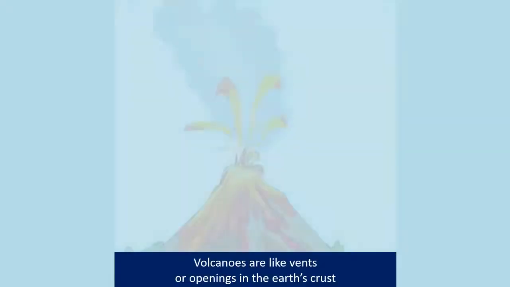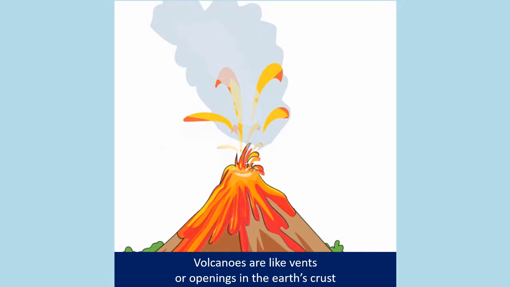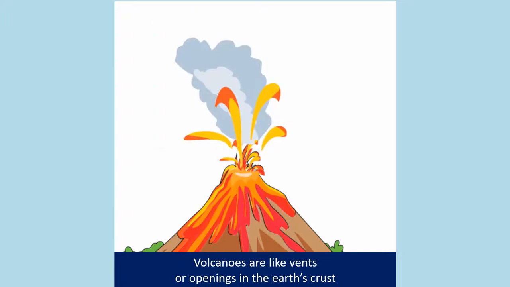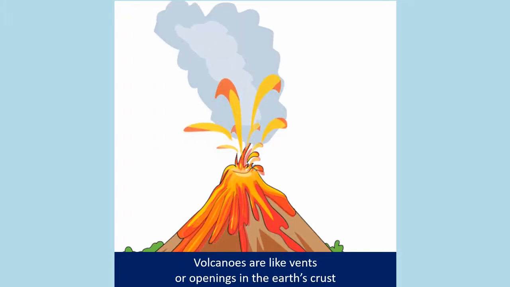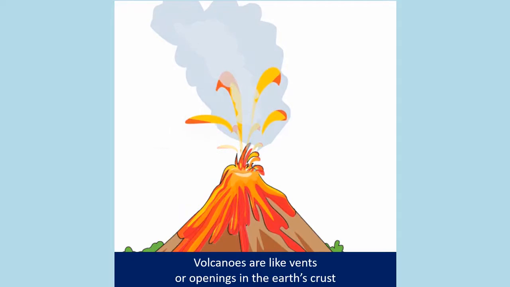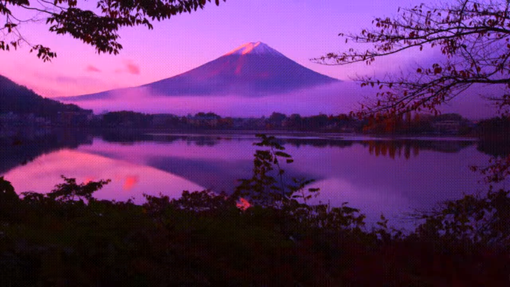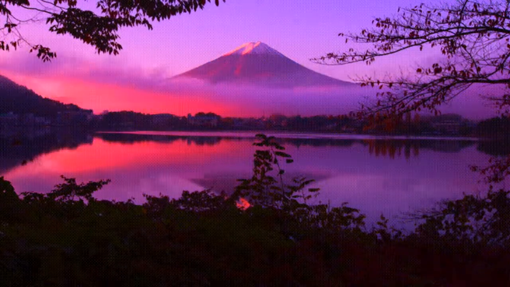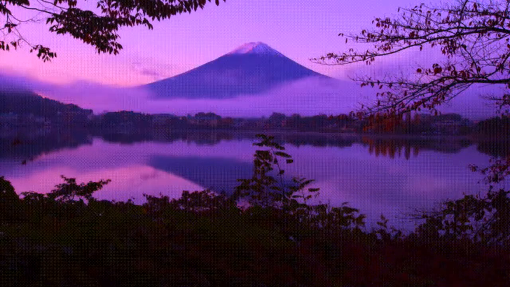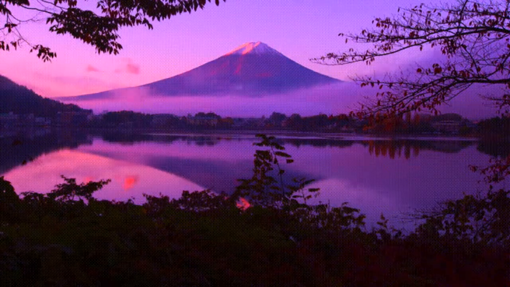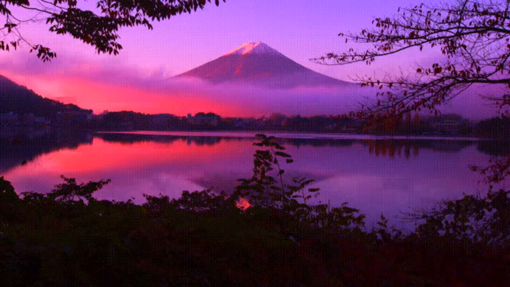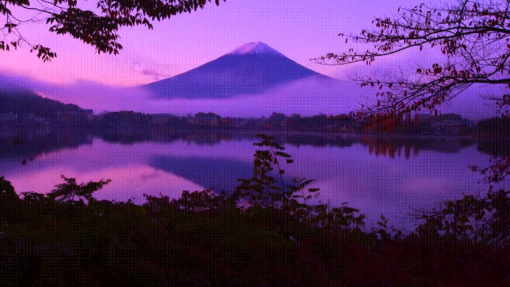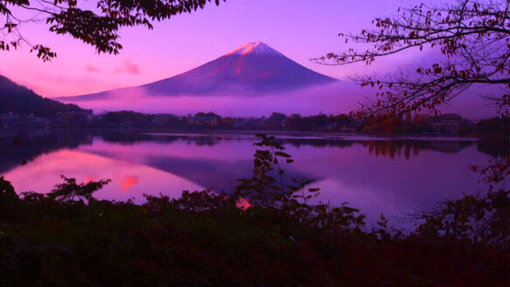Now, let's get to know more about volcanoes. Volcanoes are like vents or openings in the Earth's crust that allow hot magma, volcanic ash, steam, rock particles and gases to escape from below the Earth's surface. The lava that comes out eventually cools and settles around the vent in layers to form a conical mountain. The Deccan Plateau in India, Mount Fuji in Japan, and Mount Kilimanjaro in Africa were formed by such volcanoes.